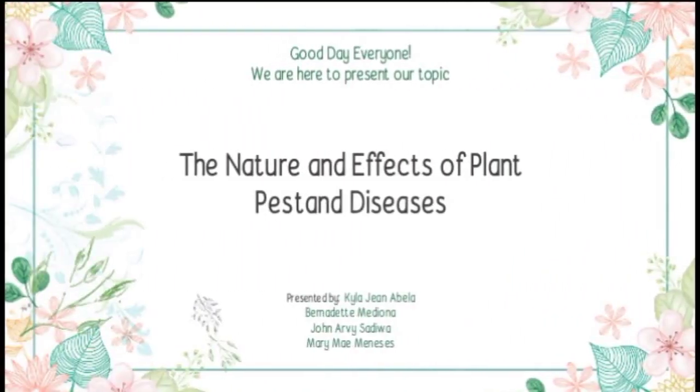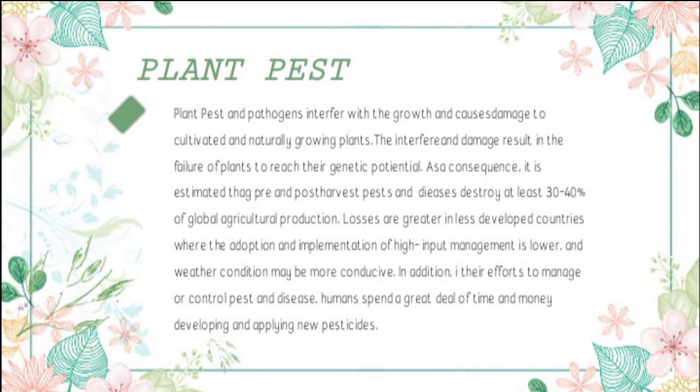Good day everyone, we are here to present our topic, the nature and effect of plant pests and diseases. So, what is a plant pest? Plant pests and pathogens interfere with the growth and cause damage to cultivated and naturally growing plants. The interference and damage result in the failure of plants to reach their genetic potential.